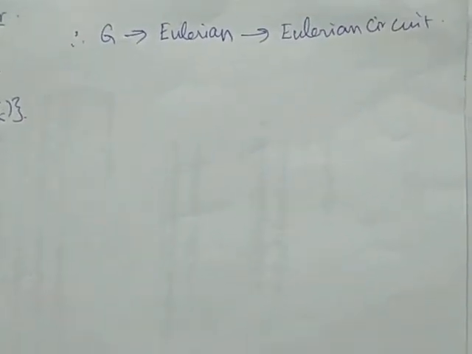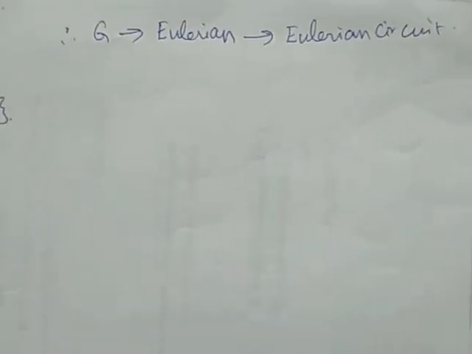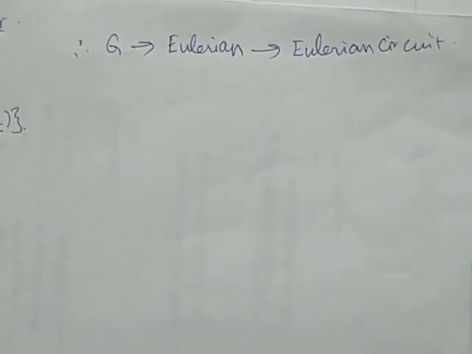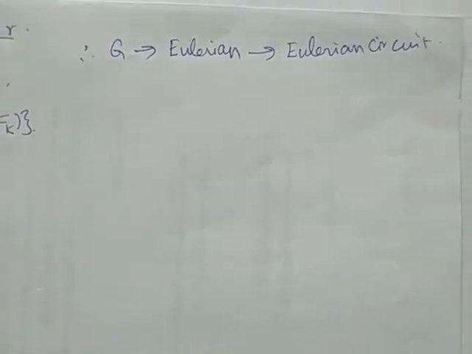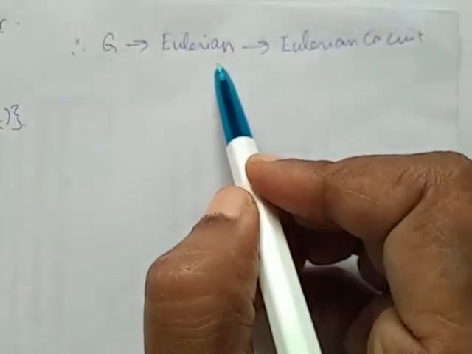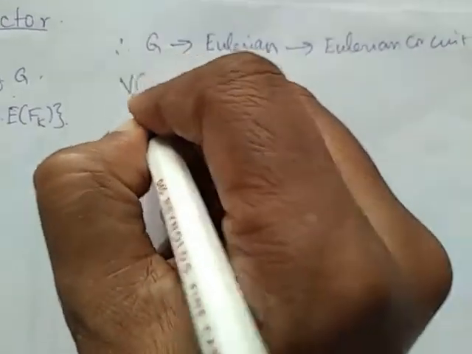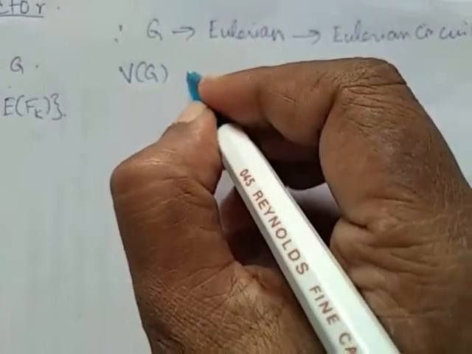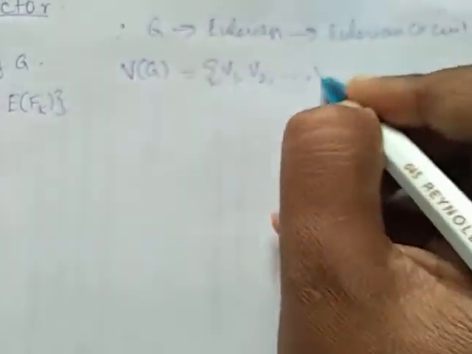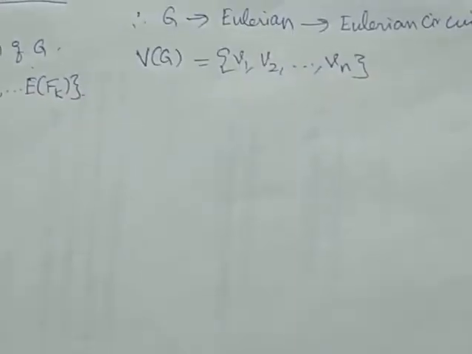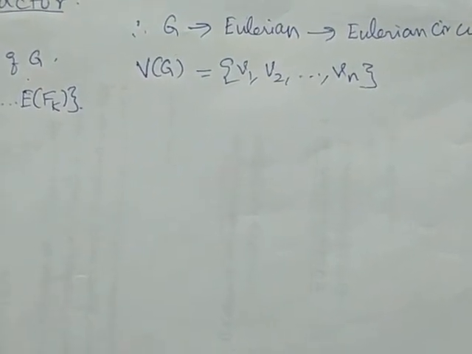See, we are considering G as a connected graph. Since every non-trivial connected graph is Eulerian if and only if every vertex of G has even degree. Now, we are considering G is Eulerian and it contains an Eulerian circuit. Now, V of G means the vertex set of G. So, we have V1, V2, V3, etc., Vn. Now, we are going to construct a bipartite graph H.